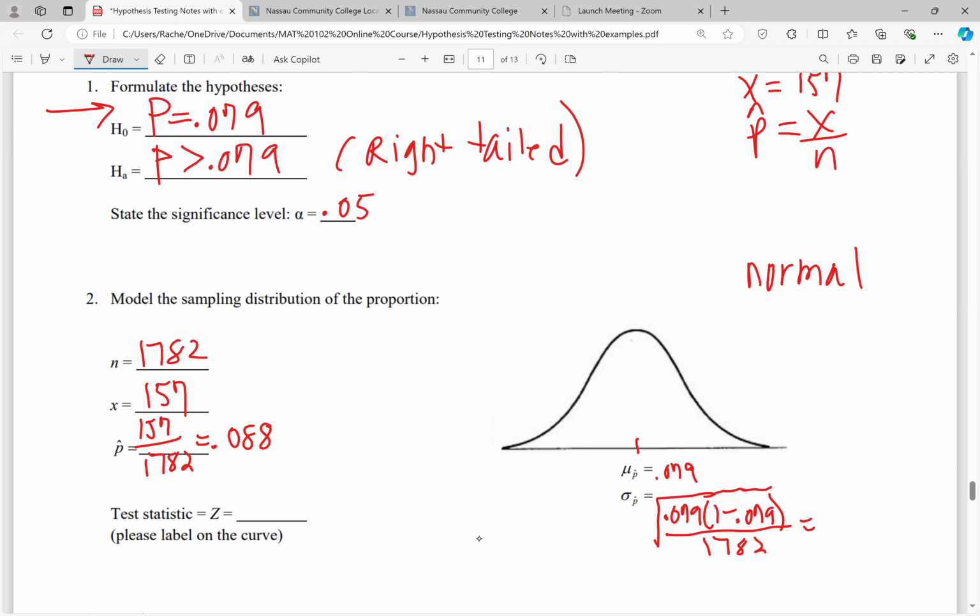So you guys could plug that in the calculator with me. So we're taking the square root of 0.079 times 1 minus 0.079 divided by 1782. And I'm getting 0.0064 for my standard error.